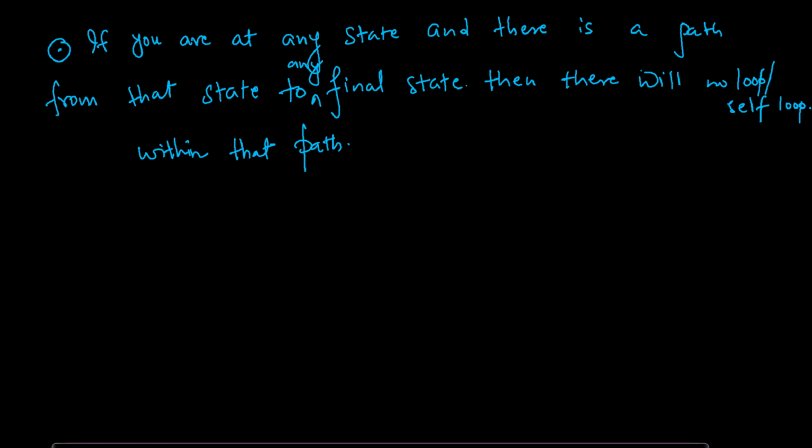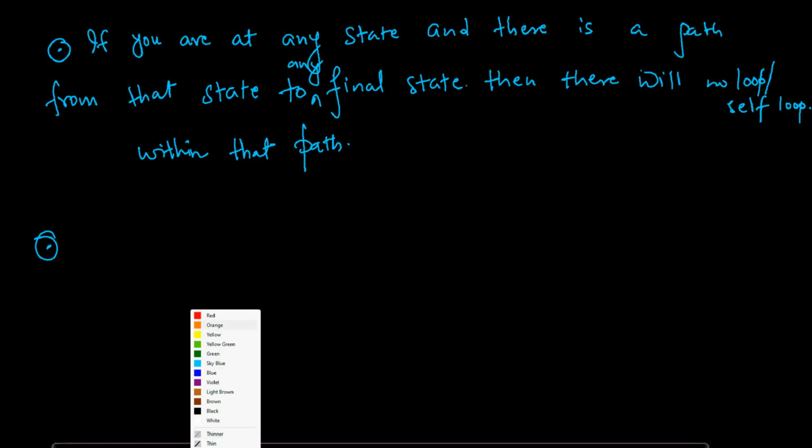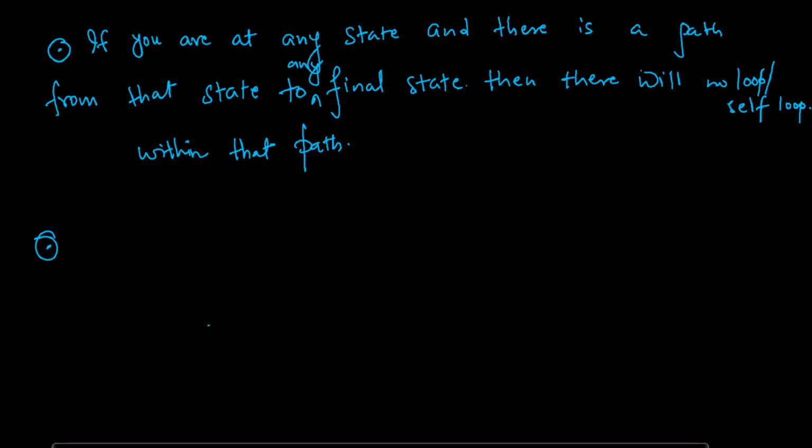Now that we have talked about unreachable and equivalent states, now we are making the observations for any DFA. If you are at any state and there is a path from that state to any final state, then there will be no self loop within that path. Okay, and these observations are for what? For DFAs for finite languages.